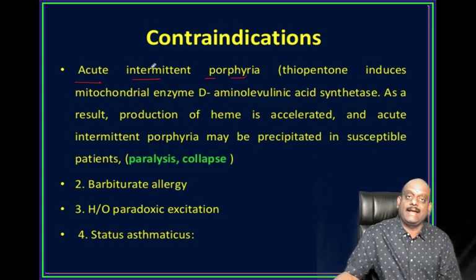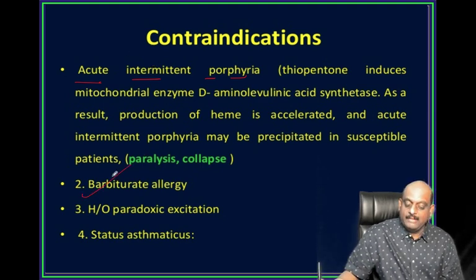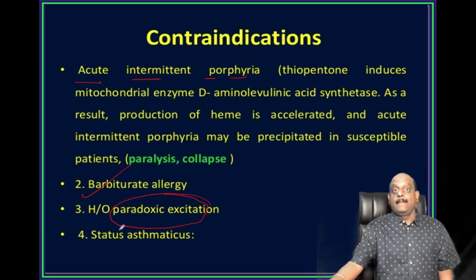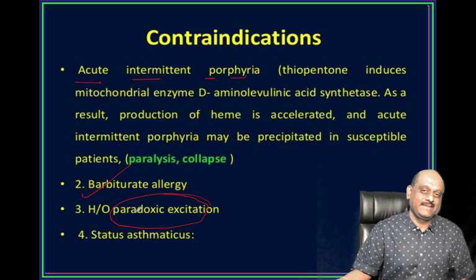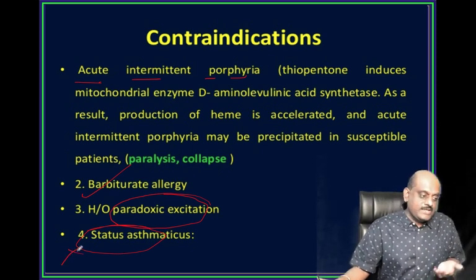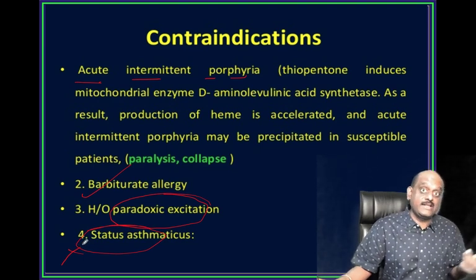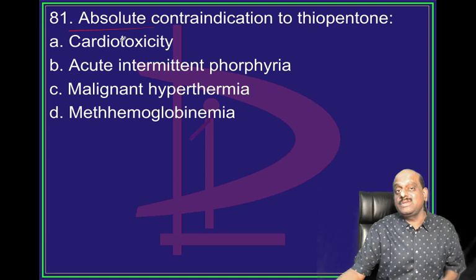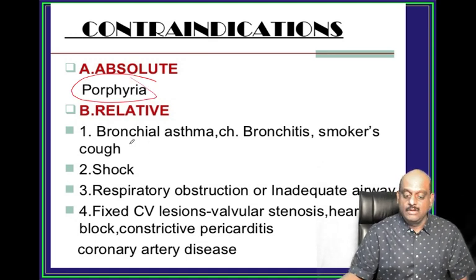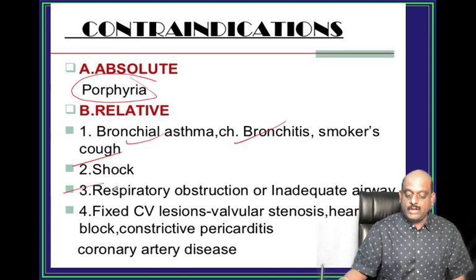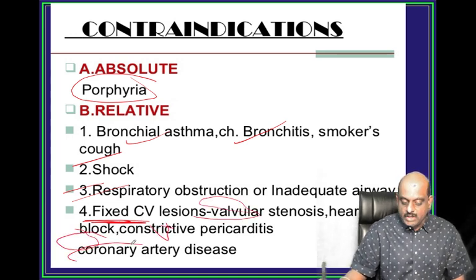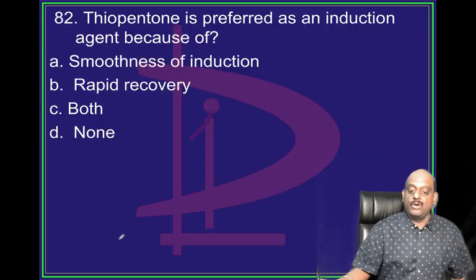Acute intermittent porphyria, similarly barbiturate allergy. If anybody had it earlier, sometimes when you give barbiturate, paradoxical excitation will occur. If that history is there, it is contraindicated. Also in status asthmaticus, don't give barbiturate, because an asthmatic has to breathe and you should not kill his respiratory drive. In summary, the absolute contraindication of thiopentone is acute intermittent porphyria. Relative: bronchial asthma, bronchitis, smoker's cough, shock, respiratory obstruction, any fixed cardiovascular lesions like valvular stenosis, heart block, constrictive pericarditis, coronary artery disease. These are the contraindications of thiopentone.